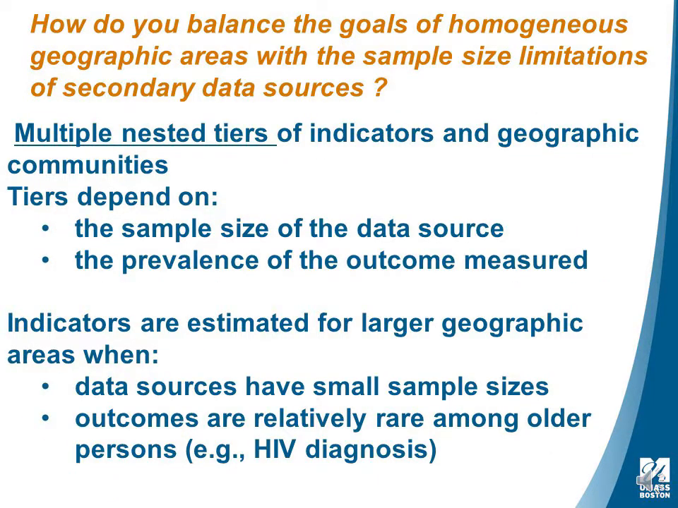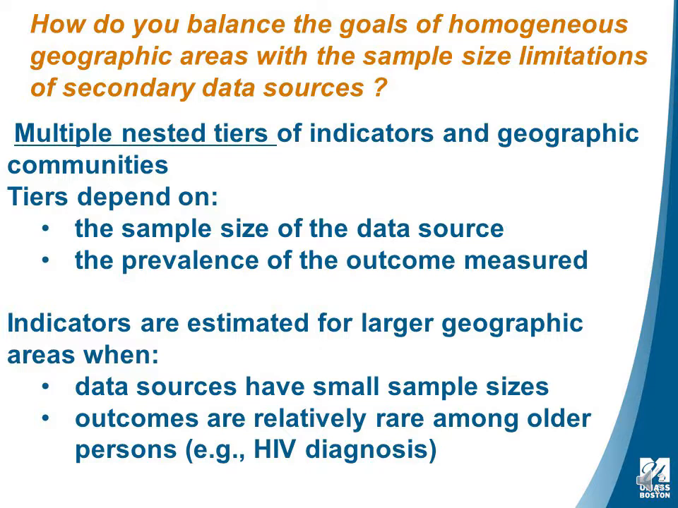How do you balance the goals of homogeneous geographic areas with the sample size limitations of secondary data sources? The approach we have taken we call multiple nested tiers of indicators in geographic communities. The tiers will depend on the sample size of the data source overall and the prevalence rate of the outcome indicator being measured. Generally, indicators will be estimated for larger geographic areas when the data sources have relatively small sample sizes and when the outcomes are relatively rare among older persons, for example, HIV diagnosis.